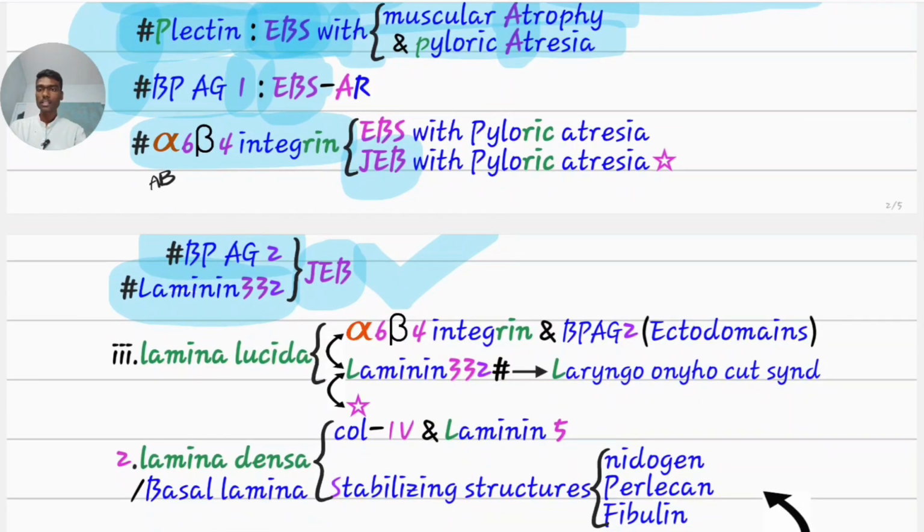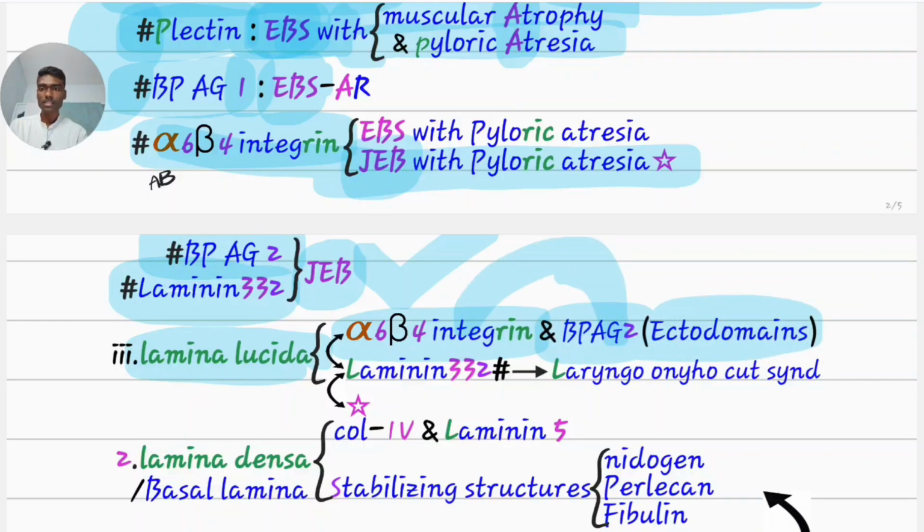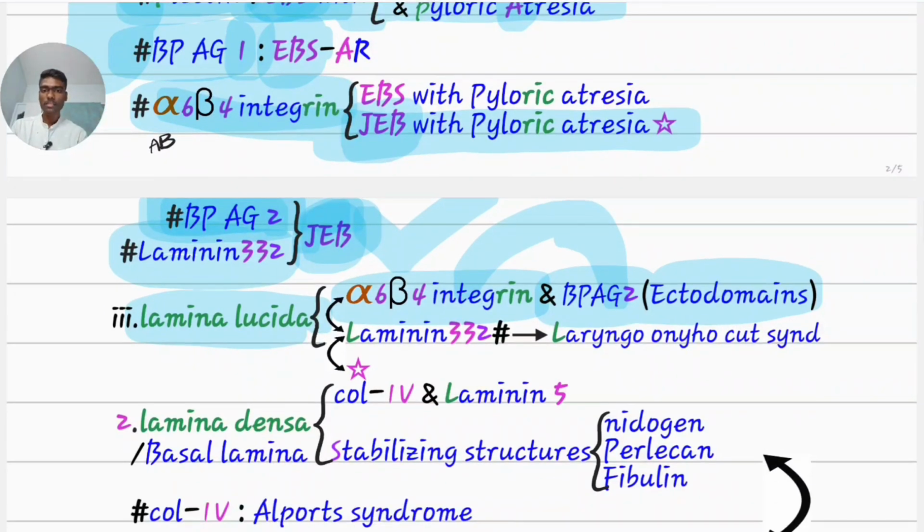See here, what are the structures present in lamina lucida? Alpha 6 beta 4 integrin. You can see it is causing junctional epidermolysis bullosa primarily. Then BPAG2, ectodomains of these two structures. BPAG2 is also causing junctional epidermolysis bullosa. Next, laminin 332. It is also causing junctional epidermolysis bullosa and also laryngo-onychocutaneous syndrome. L for laminin 332, L for laryngo-onychocutaneous syndrome.